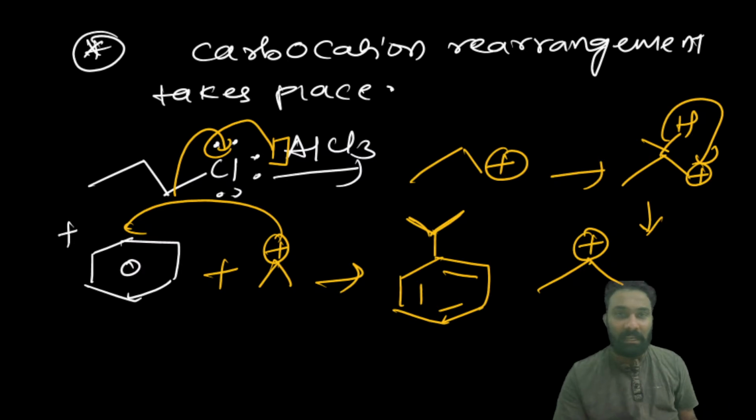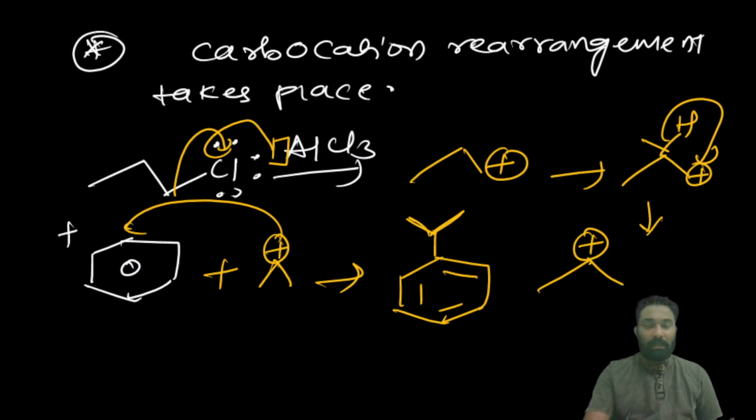But in the Friedel-Crafts alkylation, if we want to increase the concept and raise the level of the question, how will they do it? Instead of giving that, first they will give you benzene and an alcohol, and they will give you heating. Here also we will get the alkyl benzene.